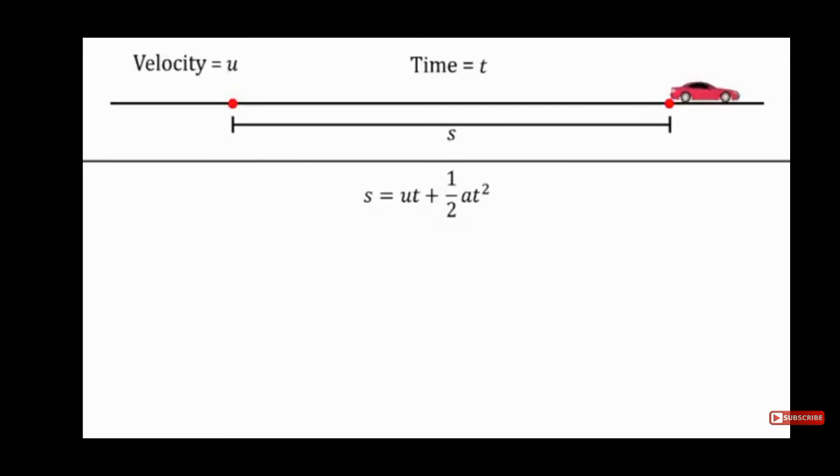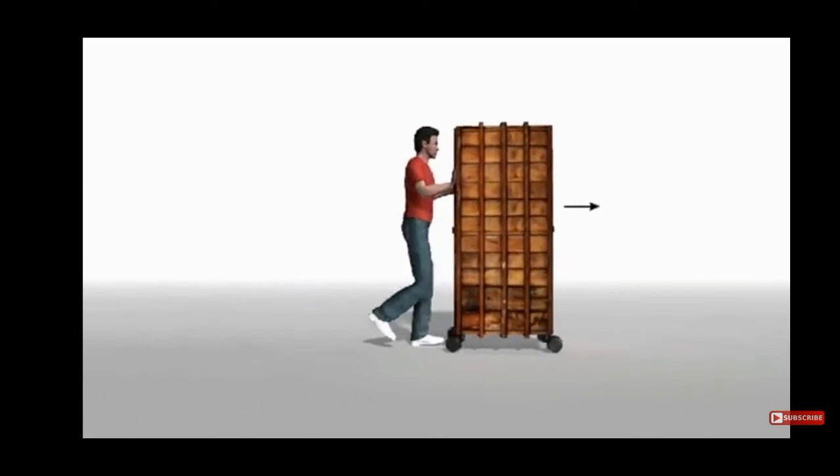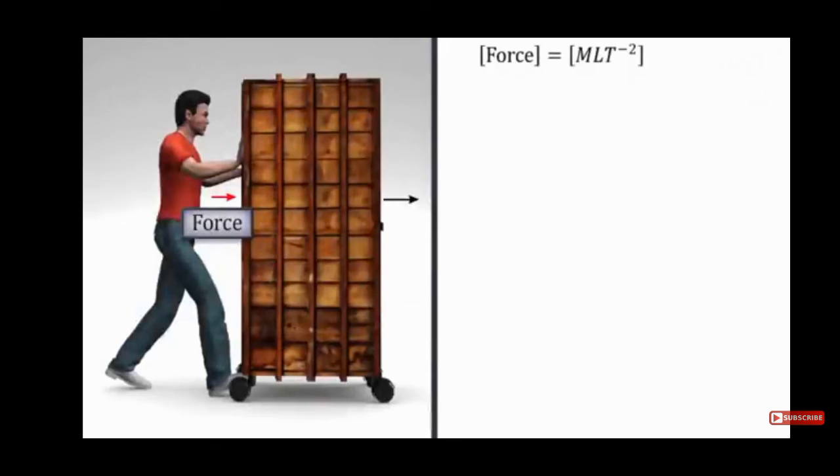Dimensional equations can be used to convert units of a given physical quantity from one system to another and to thus find the conversion factor. For example, consider the physical quantity force. The dimensional formula of force is mLt power minus 2.